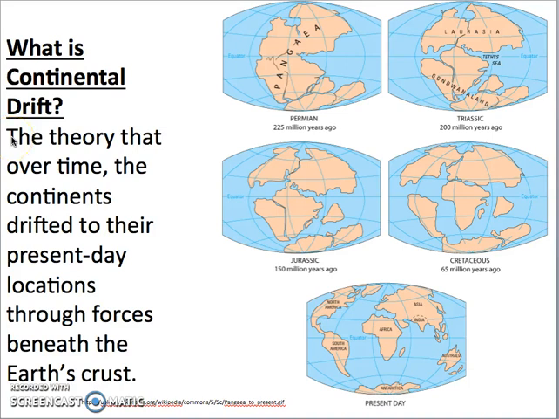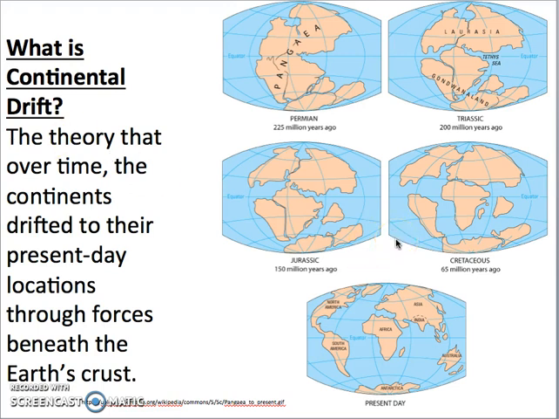Hi students, today we are focusing on the topic of continental drift, and we're looking specifically for evidence that helps prove that this is something that really happens and has happened in the past. So we're going to start off by answering this question of what continental drift theory is, and basically this picture kind of sums it up.